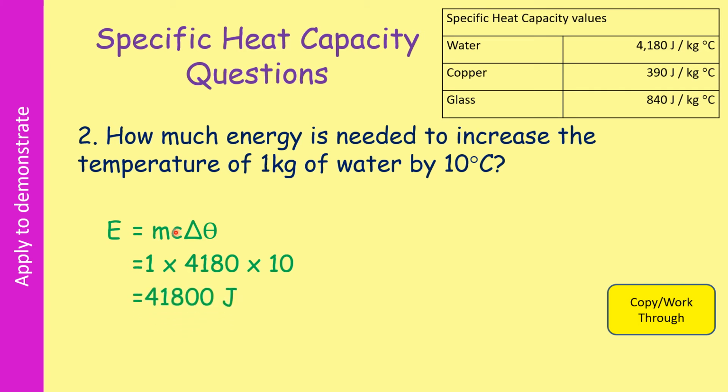The specific heat capacity is 4,180. That's given to us in the table. And the change in temperature is 10 degrees. That's given to us in the question as well. So E equals mc delta theta. Substitute the numbers in that we know, and out comes your answer, 41,800 joules. That's the amount of energy needed to increase the temperature of 1 kilogram of water by 10 degrees centigrade.